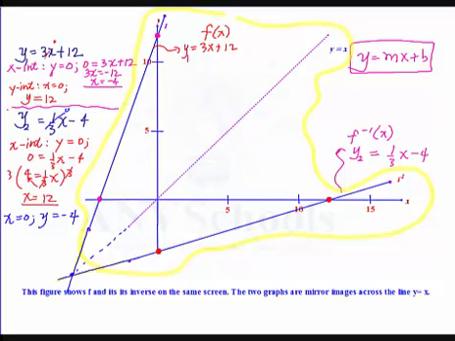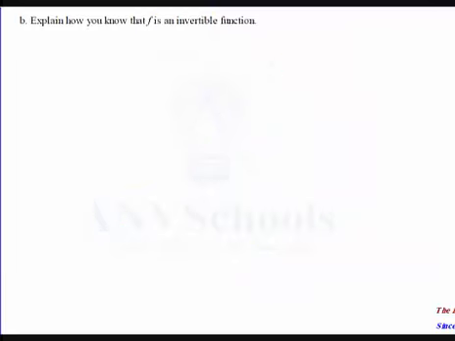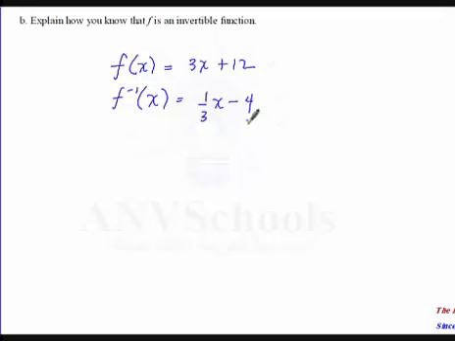Okay, so much for that. We go to letter B. Explain how you know that f is an invertible function. Our f of x is equal to 3x plus 12, and our f negative 1 of x is equal to 1/3 of x minus 4. Now these two are invertible functions, because what's our requirement again for invertible functions? Our first requirement is they should be 1-to-1.